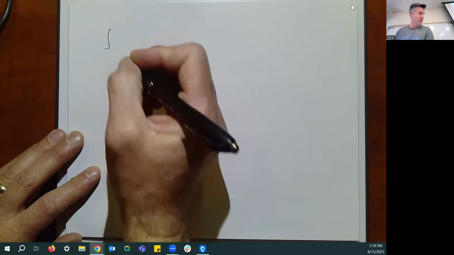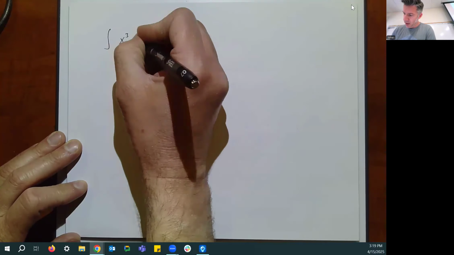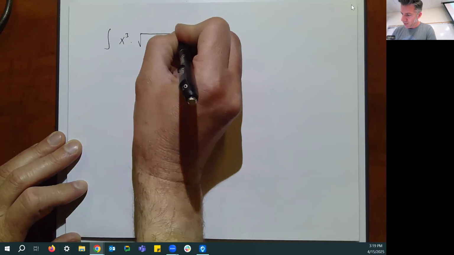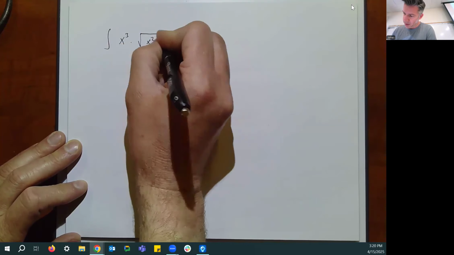Let's say we have a similar-ish thing. The integral of x cubed times the square root of x squared plus 9.